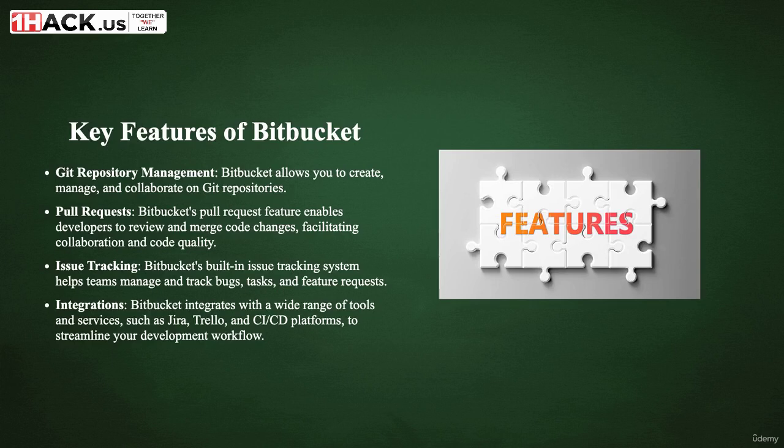Pull requests. Bitbucket's pull request feature is a crucial tool for code review and collaboration. Developers can submit their code changes for review, and team members can review, comment, and merge the changes, ensuring code quality and maintaining a clean codebase. Issue tracking. Bitbucket's built-in issue tracking system helps teams manage and track bugs, tasks, and feature requests, making it easier to stay organized and on top of project priorities.